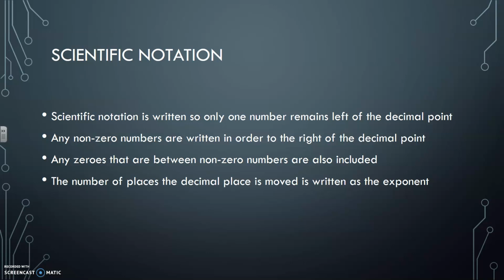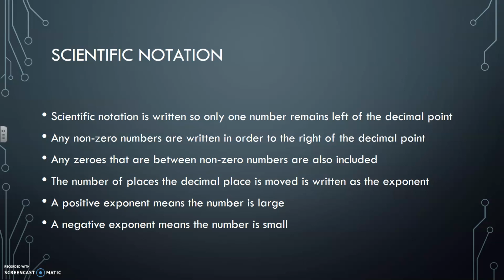So the number of places the decimal point moves is written as the exponent. If you move the decimal point to the right and you're adding zeros to the right side of the number, it's going to be a positive exponent. If you're moving the decimal point to the left and the number is getting smaller, then it's going to be a negative exponent. So a positive exponent means the number is large. A negative exponent means the number is small, so less than 0.